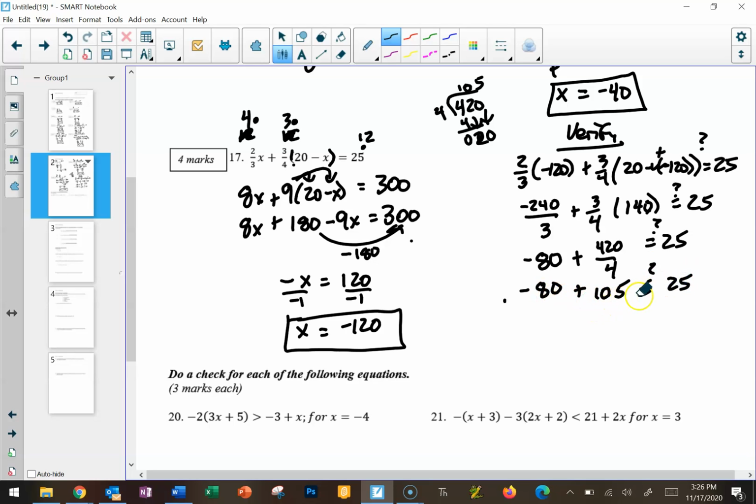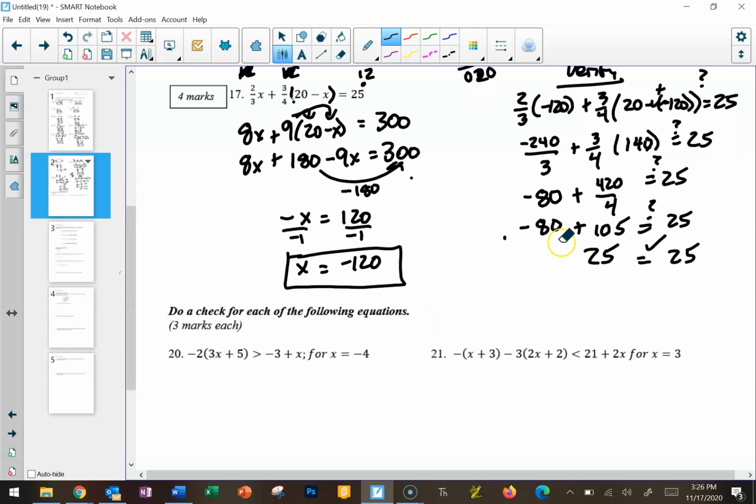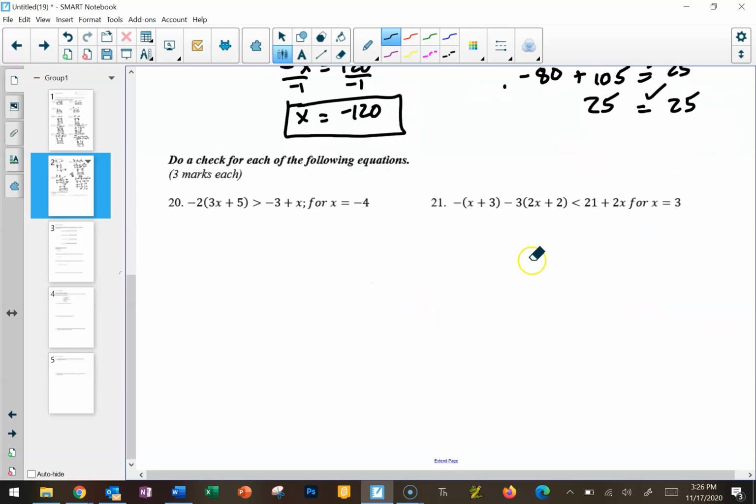Negative 80, sorry, negative 80 plus a positive 105 does indeed equal 25. That one checks out. Okay, so I thought it might be wrong, but with the verification, it checks out, and I feel very comfortable handing the exam in.